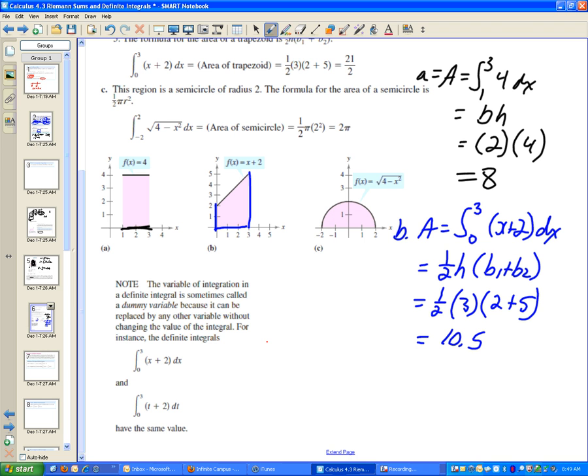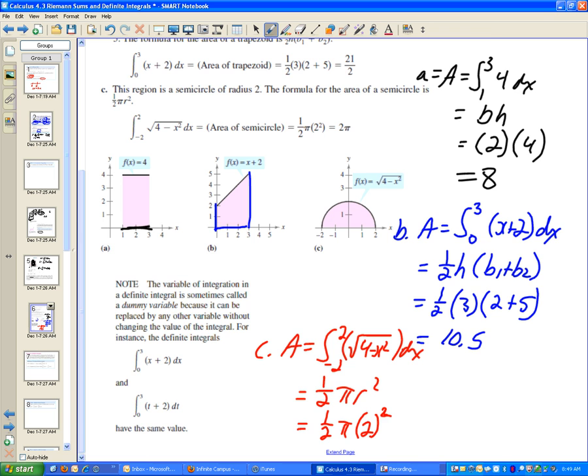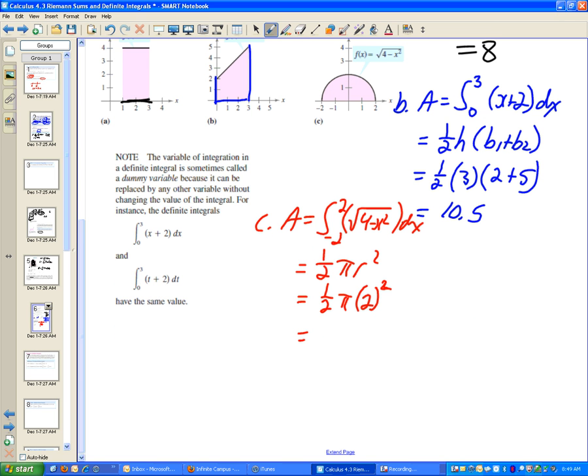All right, and then for C, the area would equal the integral from -2 to 2 of the square root of 4 minus x squared dx. We don't know what to do with that. That's 1/2 pi r squared, so that'd be 1/2 pi times, what's the radius? 2 squared. 2 squared is 4. Half of 4 is 2. 2 pi. With me? Okay.